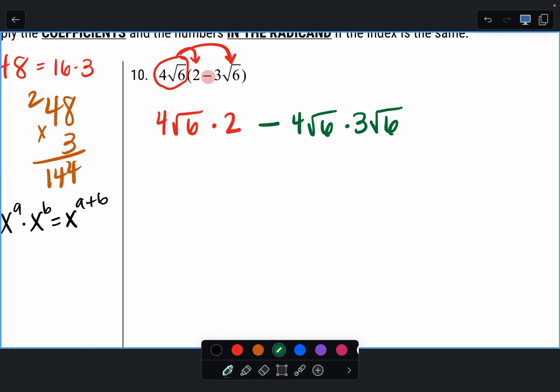Is everyone with me so far? No questions. What are you confused about, London? Okay. Any other questions so far? I'm literally just multiplying radical times radical, radical times... What do you need from Isabella?